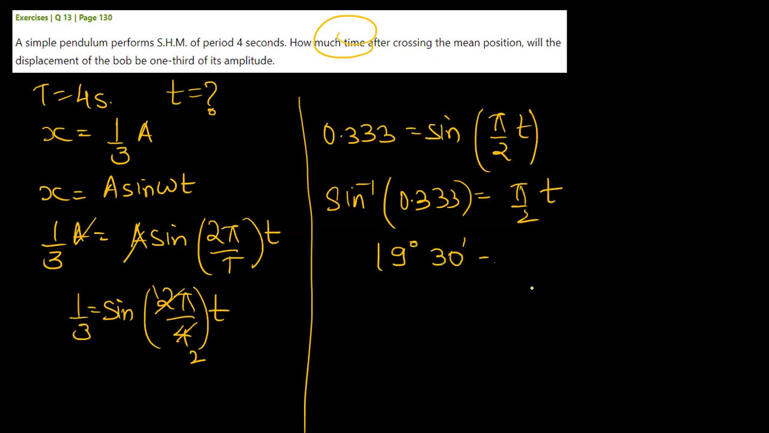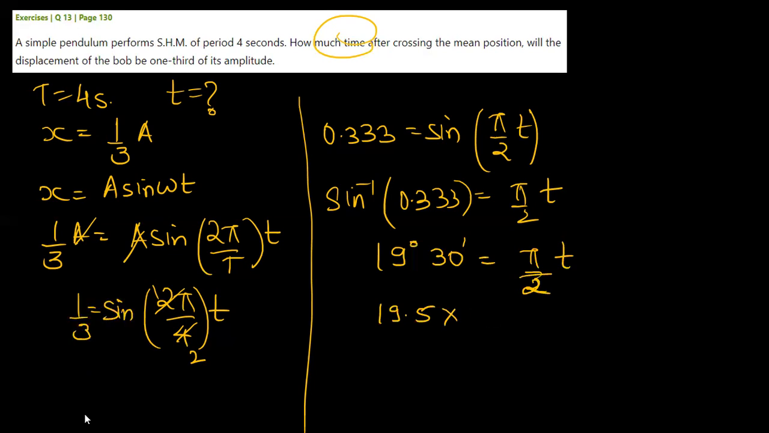So this will be pi by 2 into t. Now since over here there is pi, we need to convert it to radians. So just convert this 19 degree 30 minutes to radians. You will get this as 19.5. So this will be 19.5 into pi by 180, when you convert it to radians.